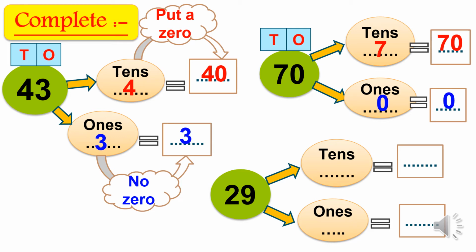The last one here we have 29. We put our places, ones, tens. So he asked me here, which number in tens place? 2, and its value equals, let's remember again, we say in tens we put a 0, so its value equals 20. Here in ones I will put 9, and its value equals, no 0 in ones, so its value equals 9.